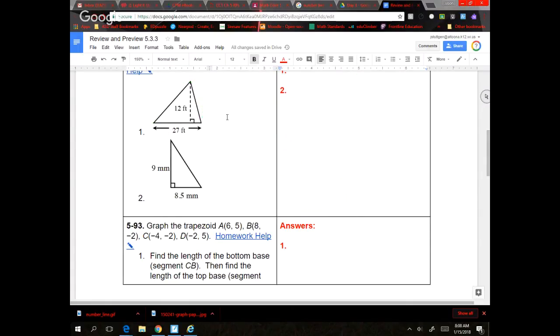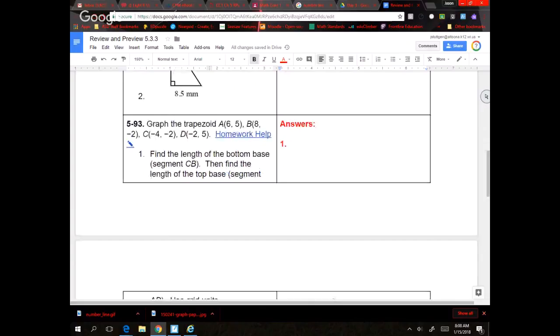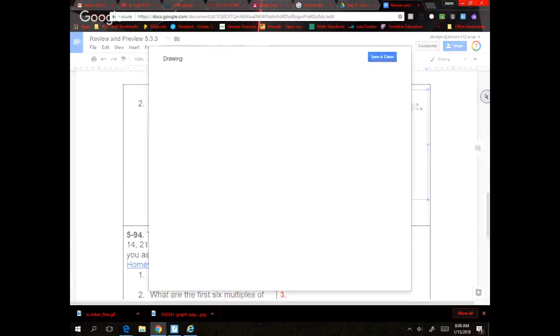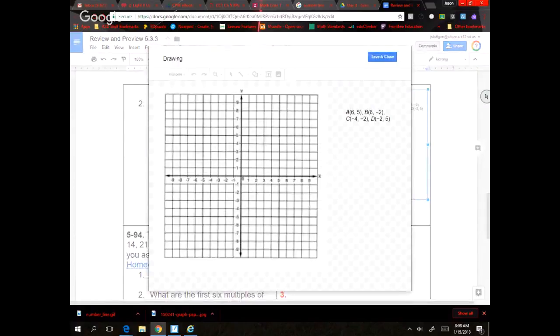Next one, you have to do a little graphing here. So I have the drawing here. If you just double click it, it should open it up. A is 6, 5. Remember, the first number is the X. The second one is the Y. And you can kind of see the labels here. It's a little fuzzy, but here's our X and here's our Y.